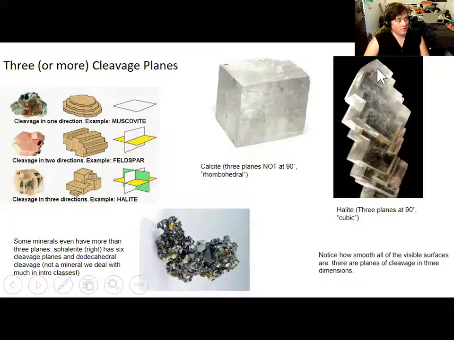Something we don't really go into in this class is that you get crystal twinning and crystals growing in interesting shapes. You can also have more than 3 planes. We're not really going to go into it, but this is sphalerite, which actually has 6 cleavage planes and is said to have dodecahedral cleavage.